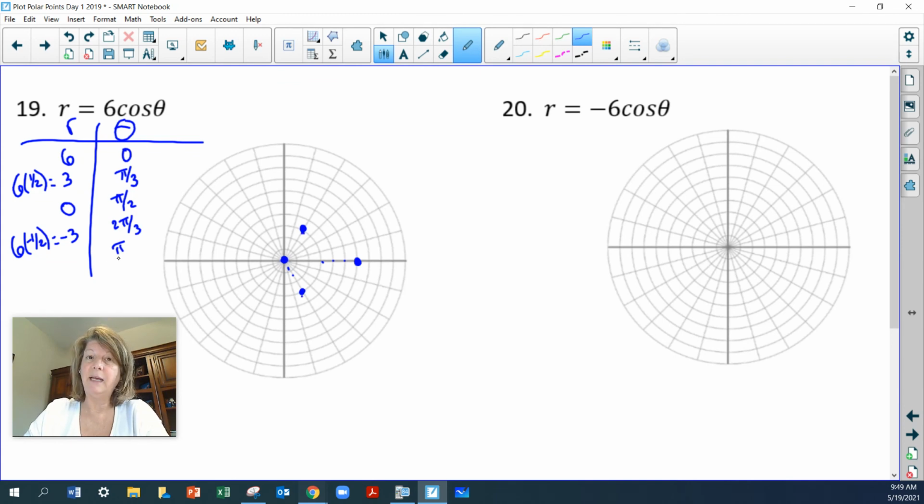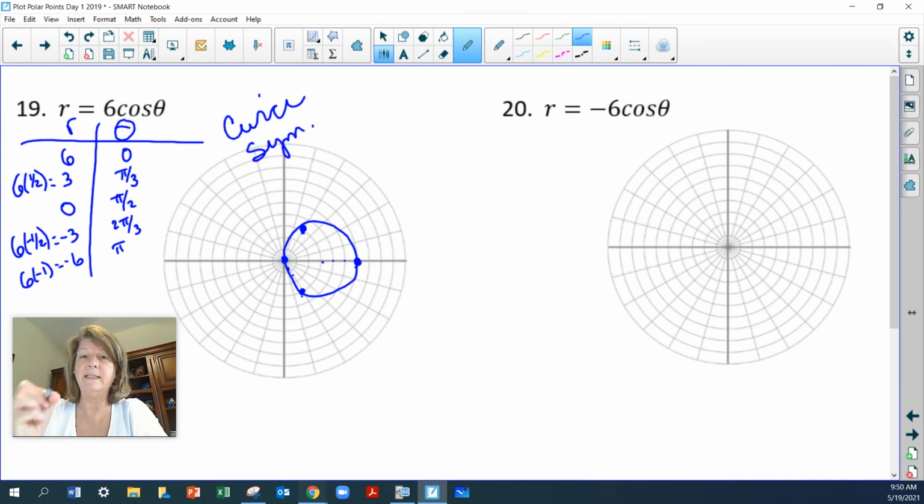And then at pi, cosine of pi is negative 1. So it's going to be 6 times a negative 1 gives us a negative 6. So I was out here on pi at negative 6, but I got to be at negative 6. Going to bounce me back across. So started there, wraps around. It is a circle. It's symmetry because it's cosine. It's symmetrical with the x-axis or the polar axis.